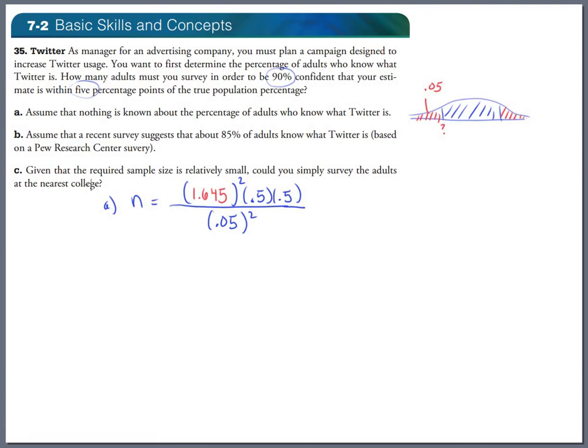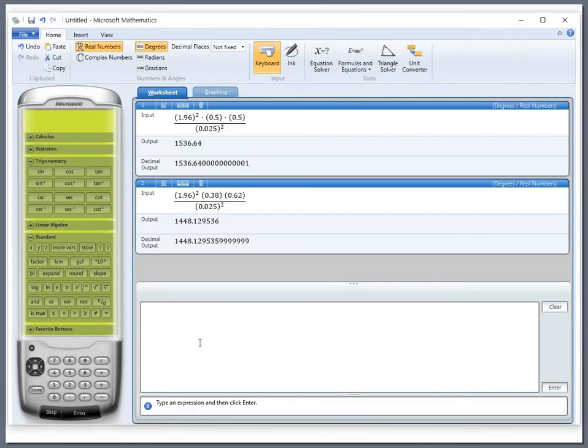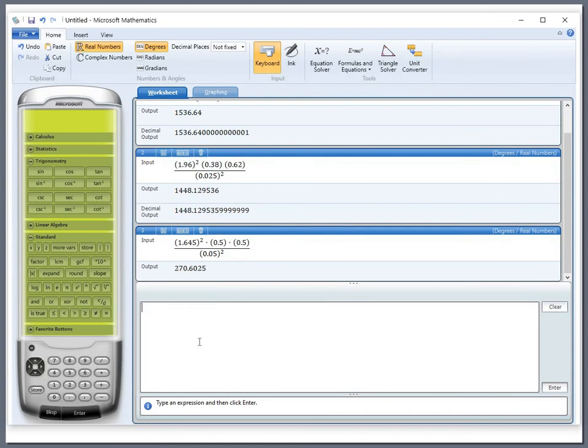So that's calculator time again. Okay, so this time we want 1.645 squared times 0.5 times 0.5 divided by 0.05 squared. And that looks like it all typed in properly, so that's 271.